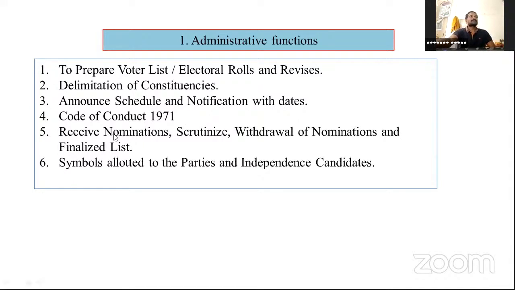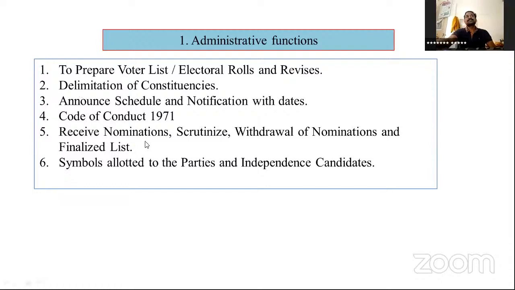And next, what are the main administrative functions of the Election Commission? First, the Election Commission prepares the voter list and announces the election schedule, and also releases the notification with dates. When the schedule is announced, the code of conduct is automatically applied. The code of conduct has been in place from 1971 onwards only. Before that election, there was no code of conduct in India.